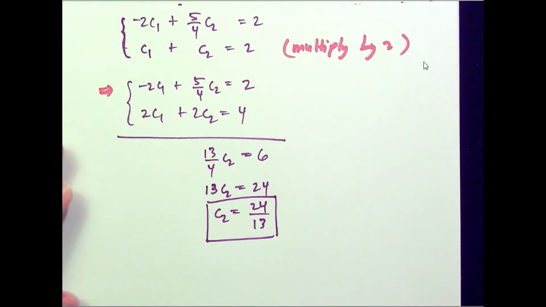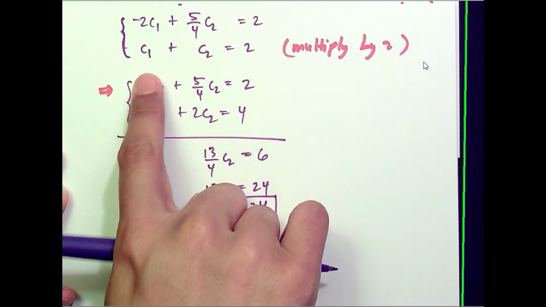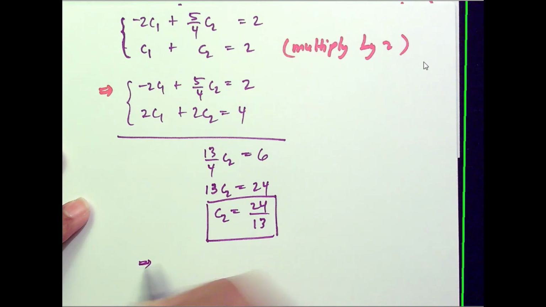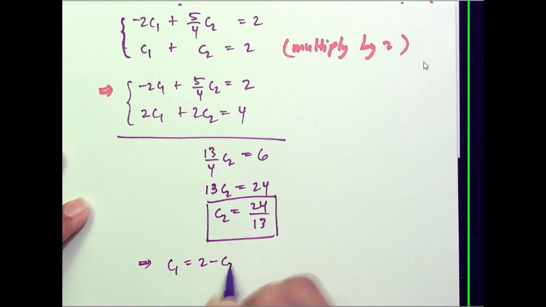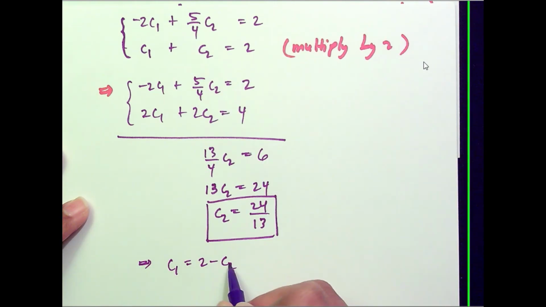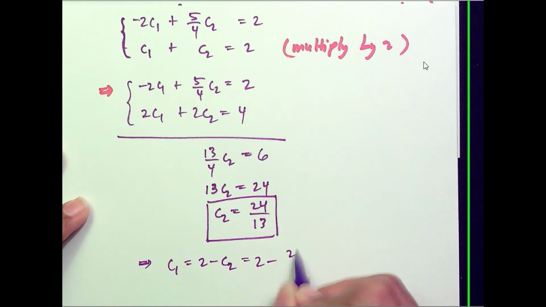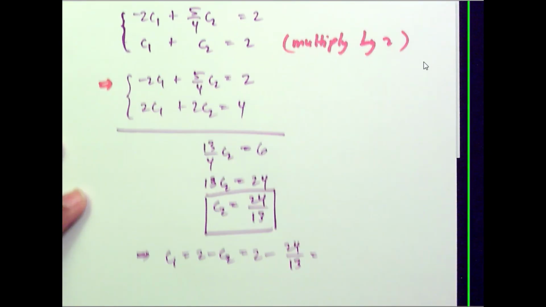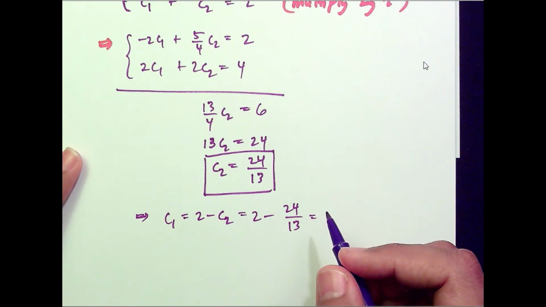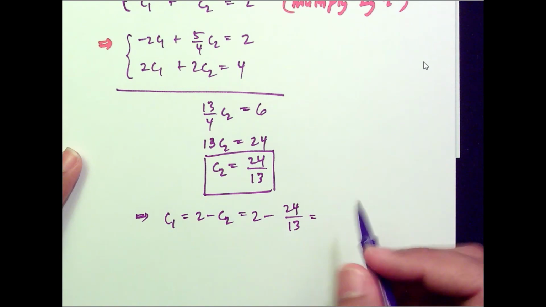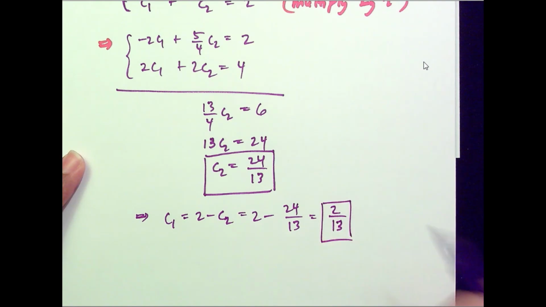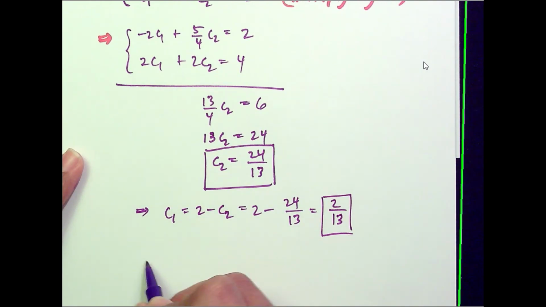To find the other constant, now let's find C1. Plug it in there. Then C1 is going to be 2 minus C2, moving the C2 to the other side. And then we already know now what C2 is, so this is 2 minus 24 over 13. 2 is 26 over 13. So 26 minus 24 is 2 over 13. Aha, so now that is C1. And lastly, C3.